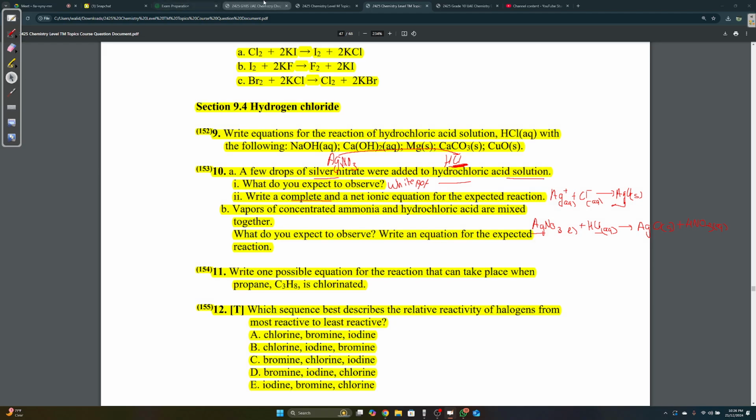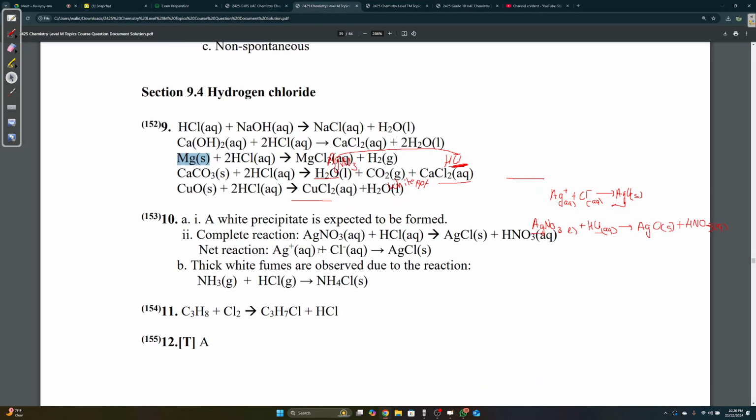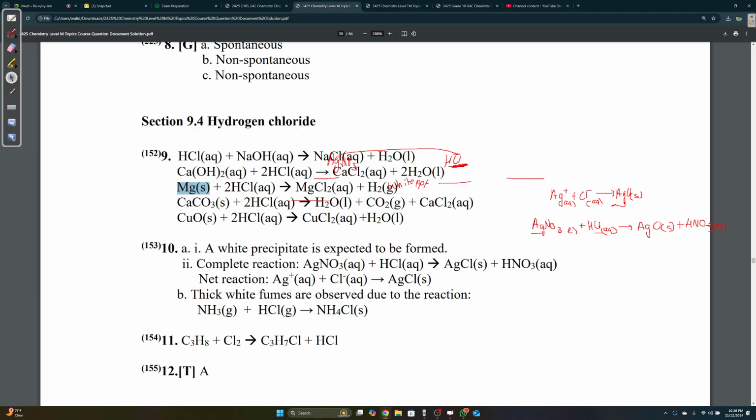Let's check this. Maybe I messed up the state symbols. To complete, they put them all aqueous. Okay, that's fine, I guess. You can change this here to aqueous. Okay, very easy.